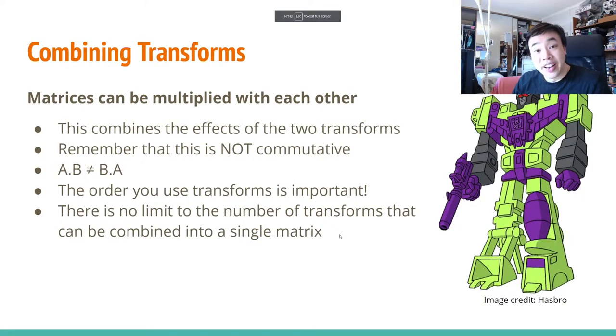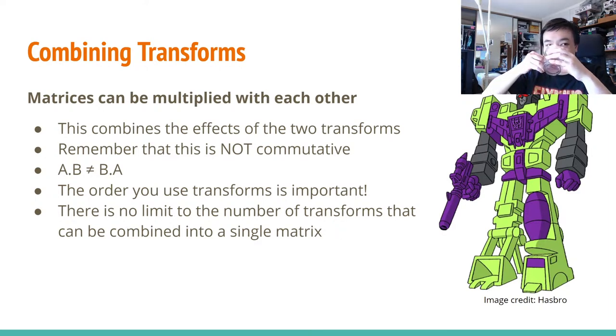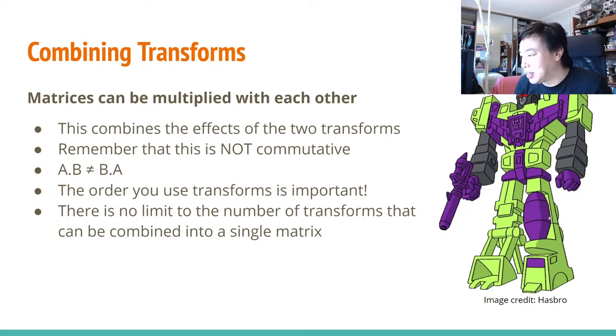So combining transforms. Gonna explain this. Devastator here is made up of six transformers, so it's a combining transform. Okay, I probably didn't have to explain that. I actually don't know how many people know Transformers that well.